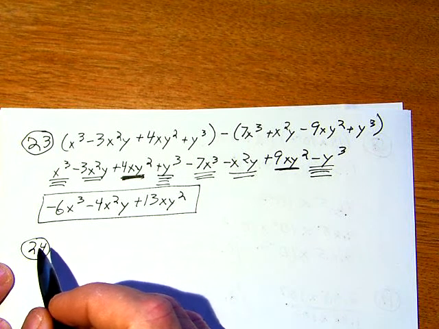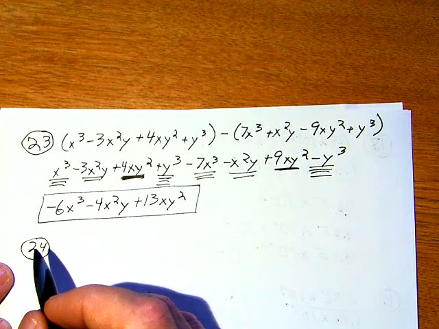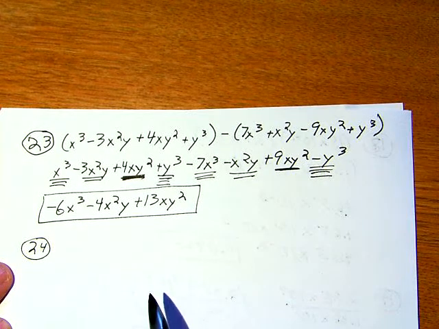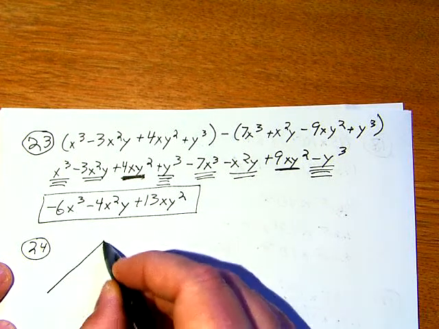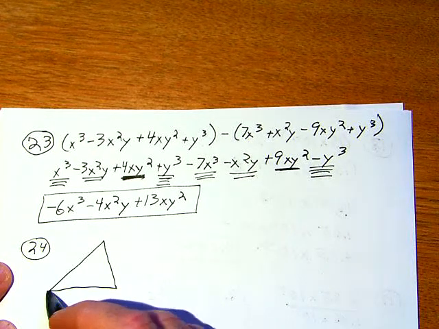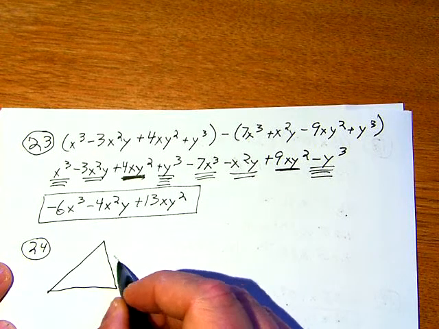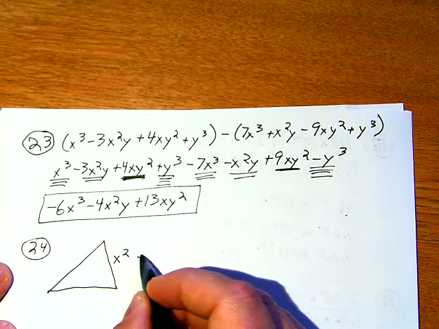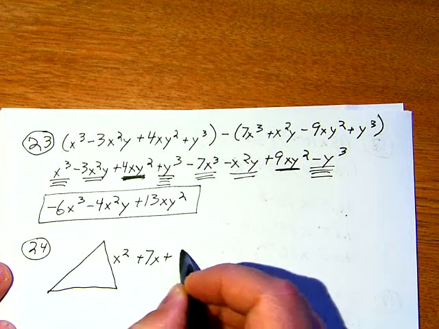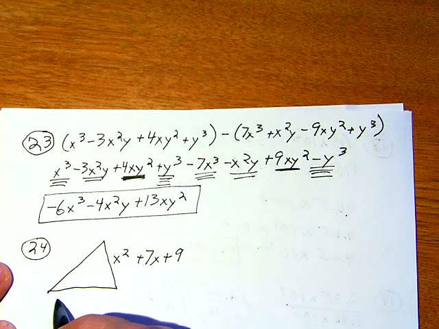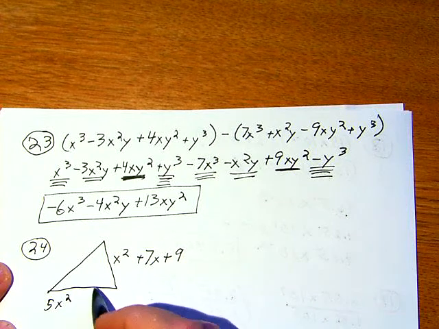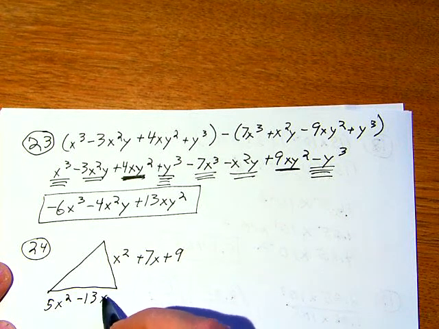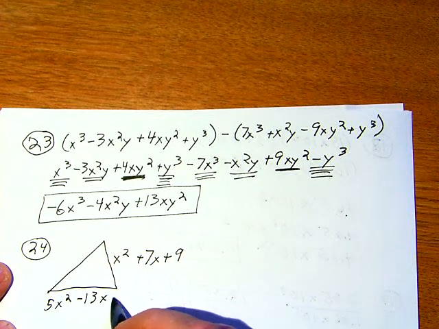24. Measures of two sides of a triangle are given. If the perimeter is represented by that, find the measure of the third side. Okay, so here's our triangle, and we're given that this side is x squared plus 7x plus 9. And the bottom side here is 5x squared minus 13x plus 24.